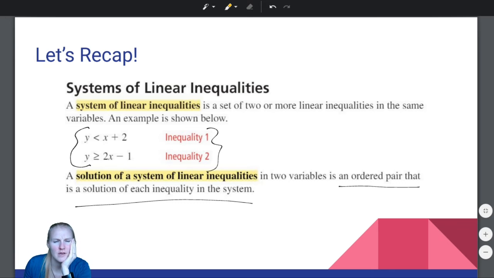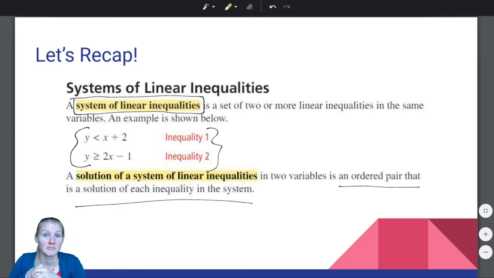So what do you think? How many solutions do you think we're going to have for a system of linear inequalities? Can there be only one solution? Are there going to be infinitely many solutions? What do you think?